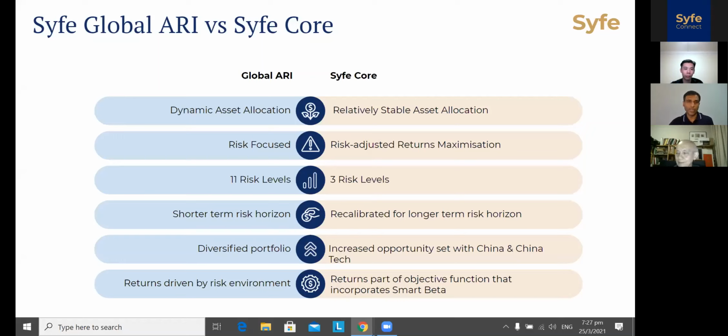Depending on your investment time horizon, your risk appetite, and your financial goal, you choose different risk levels between these portfolios. The global ARI portfolio is typically used by a more risk-averse investor who really wants to limit the downside and have the psychological comfort of knowing that the portfolio will not have a drawdown beyond a set limit. So it gives them a smoother ride. Versus that, the core portfolio has a relatively stable asset allocation.